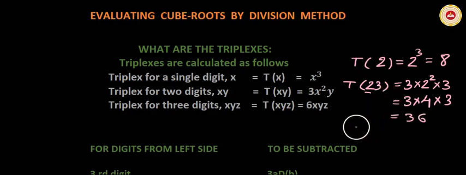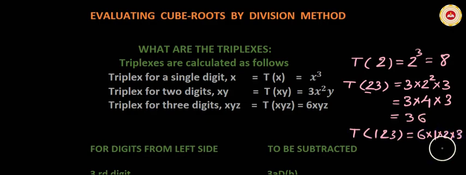How to calculate the triplex of 3 digits? Suppose 1, 2, 3. See, 6 multiplied by 1 multiplied by 2 multiplied by 3. Take the product of the 3 digits and multiply that product by 6. 1 multiplied by 2, 2. 2 multiplied by 3, 6. 6 multiplied by 6, 36. That means the triplex of 123 is 36.